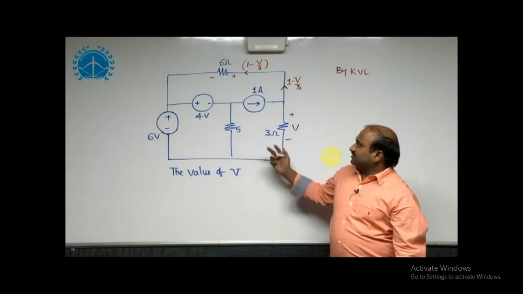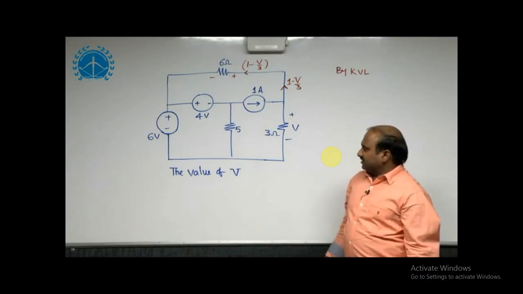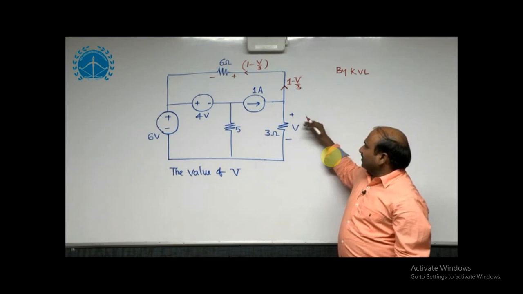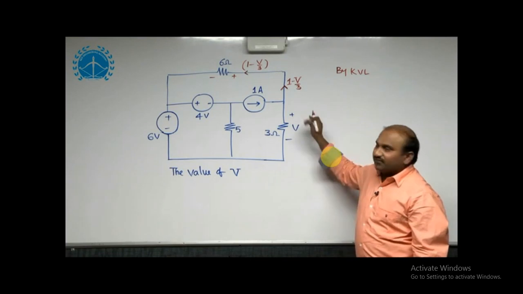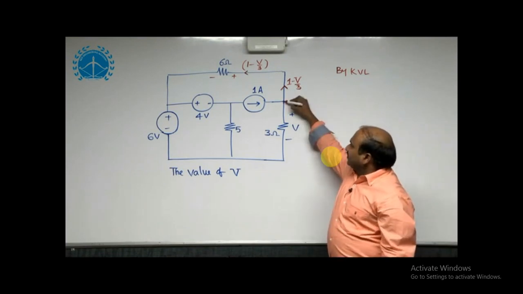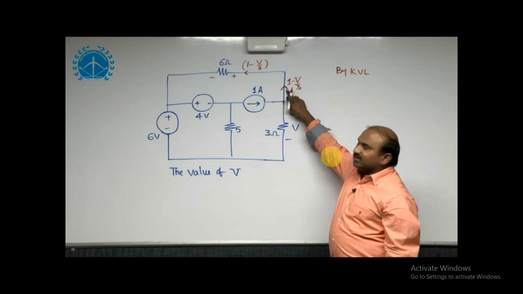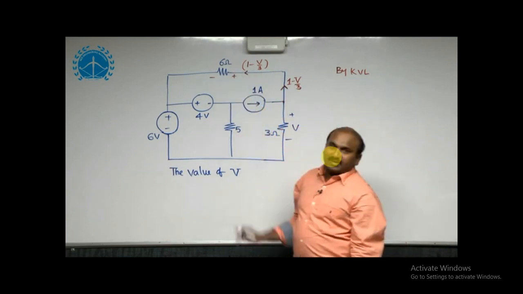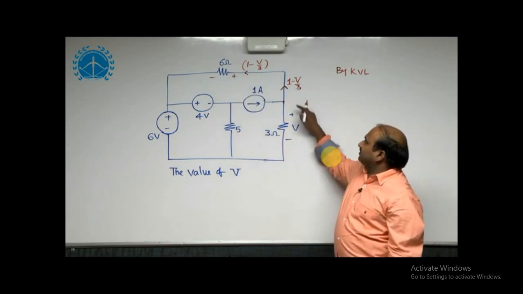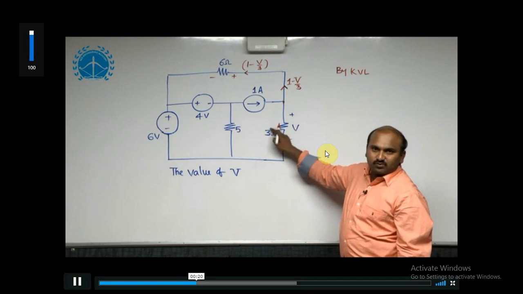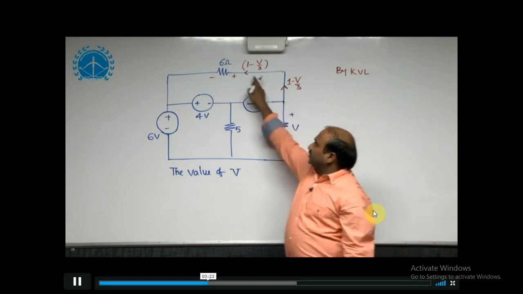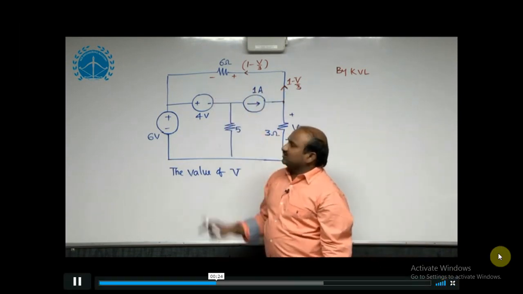For this given circuit, we need to estimate the value of V. To obtain the value of V, if we apply KCL here, I can find out the current passing through the 6 ohms resistor branch. That is 1 minus V by 3, because this current is equal to V by 3. According to the current direction, this is positive and this is negative.